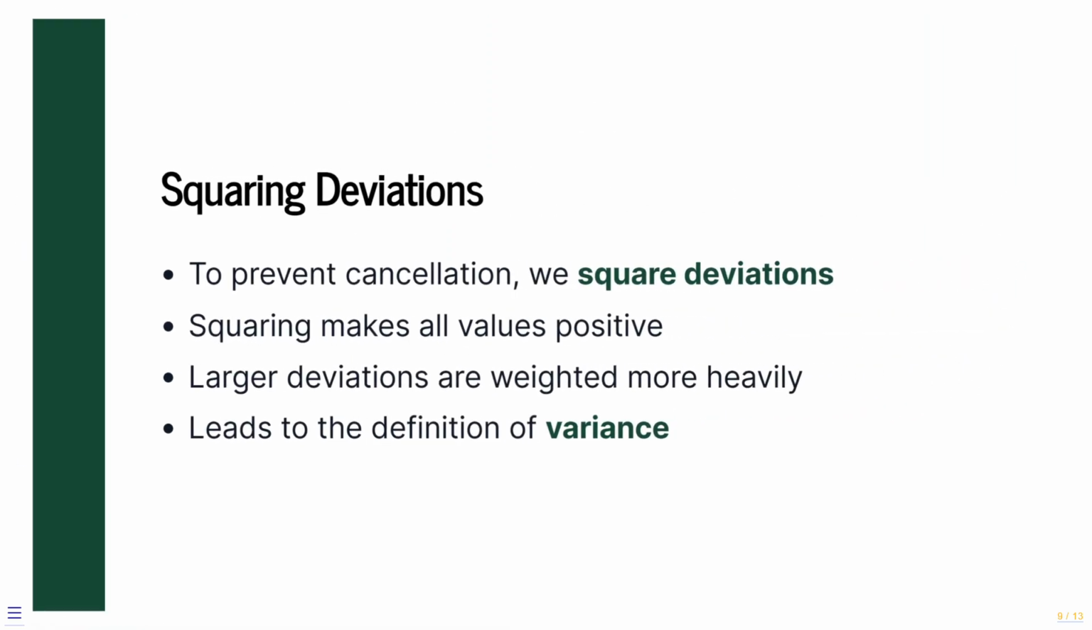To avoid cancellation, we square the deviations. Squaring makes all deviations positive and gives more weight to larger differences from the mean. Averaging these squared deviations leads us to the sample variance.